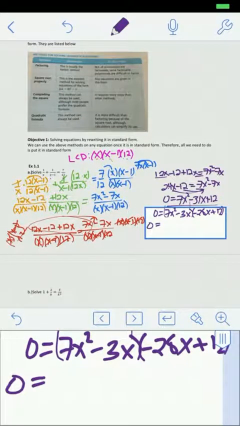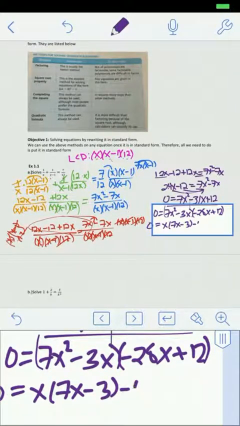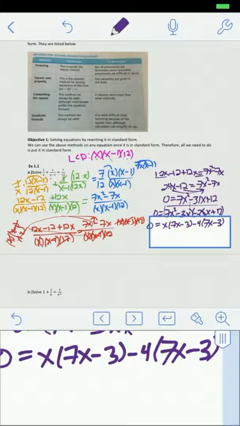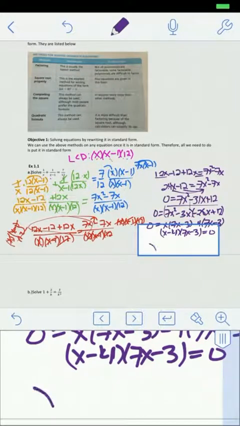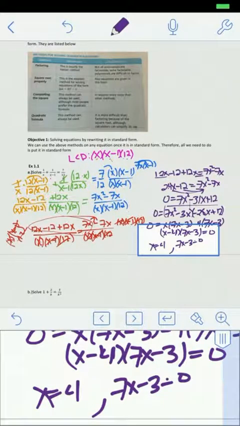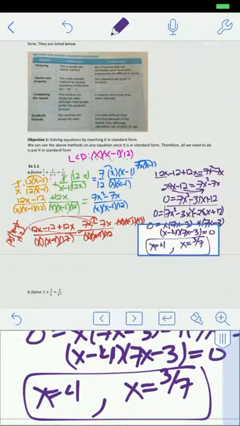0 equals, okay, the only thing here is an x, so x times 7x minus 3. Over here I've got a minus 4 in common, so I'll take out minus 4, leaving 7x minus 3. And getting x minus 4 times 7x minus 3. I'm going to put the 0 on this side because I feel like it. So either x is equal to 4, or 7x minus 3 is equal to 0. So we'll say 7x is equal to 3, x is equal to 3/7. And I have arrived at my two solutions.